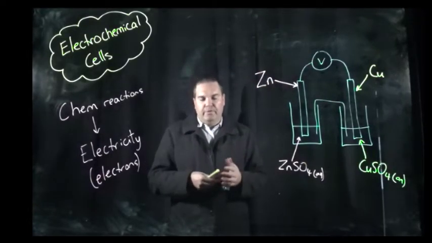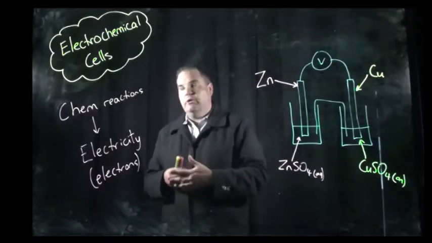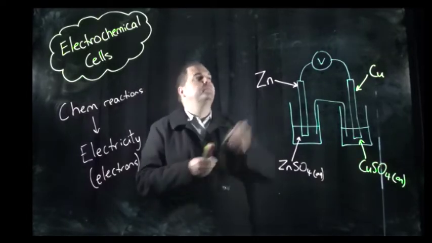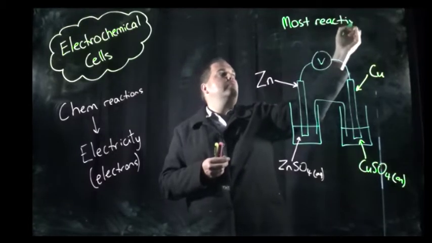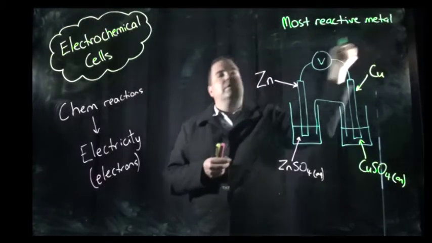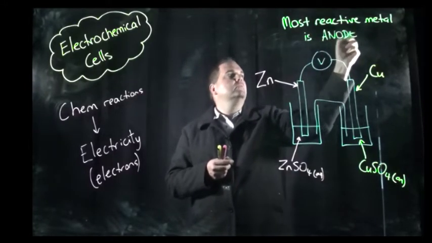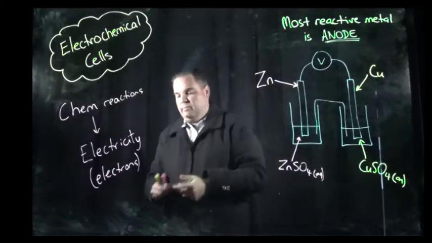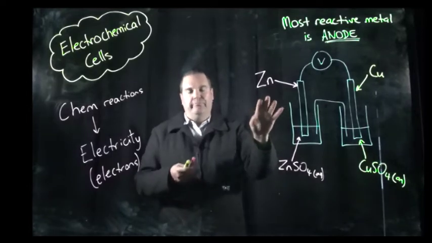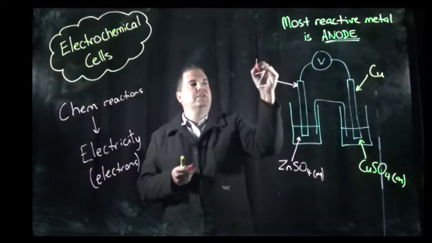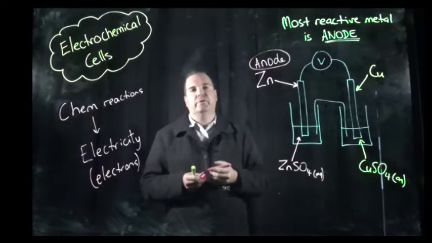So the rule of thumb that you always need to remember when we're doing our electrochemistry is this: the most reactive metal is the anode, always. Most reactive metal is always going to be the anode. So in here we've got zinc, we've got copper. Zinc is far more reactive, so that means that this over here is going to be our anode. And I'm just going to focus on the zinc here for a little bit first.